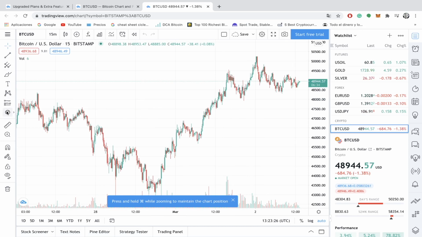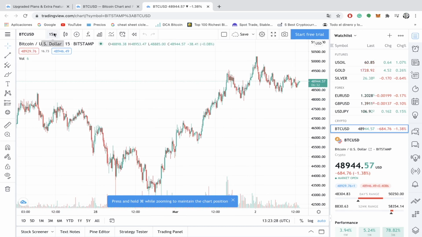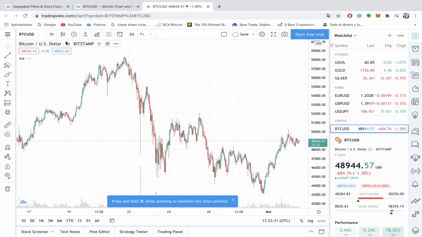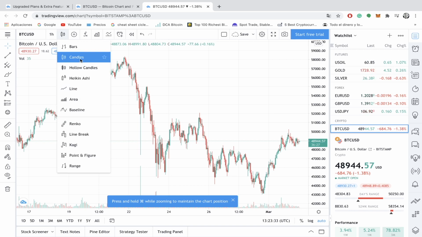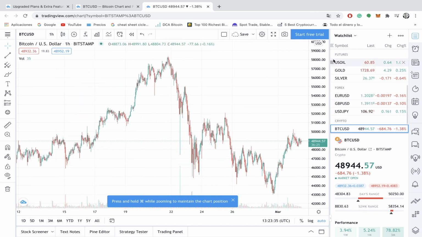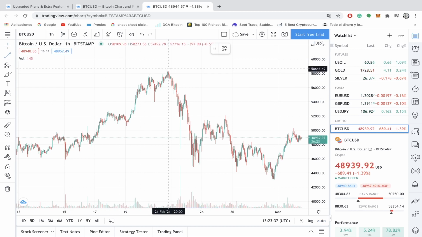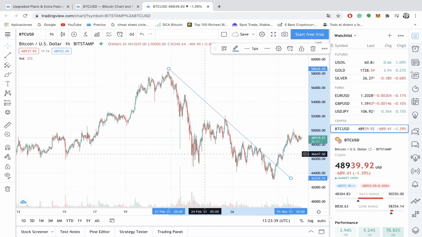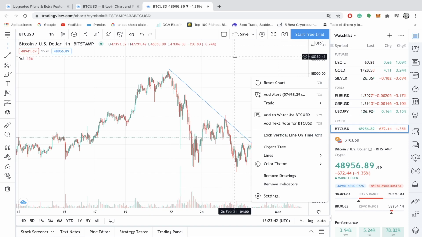As you can see on the left here, you have your drawing bar, and also on the top here you can choose from the 1 hourly chart, also candlesticks, line, whatever you want. So guys, just to have a play around and draw some different lines and to see different support areas and resistance, this is the charting platform that I use.